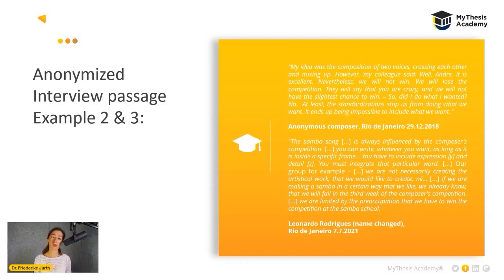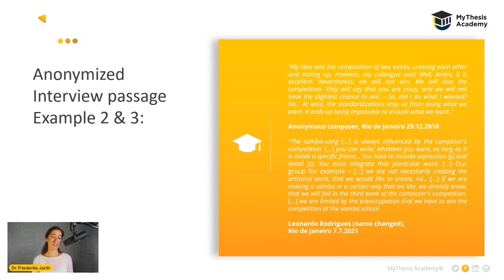But when it comes to the name and there is some sensible, delicate issue, and the person asks you, for whatever reason, that he or she wants to stay anonymous, so as not to get in trouble, then you can also put, for example, anonymous composer, anonymous informant, anonymous artist or architect, whatever it is.